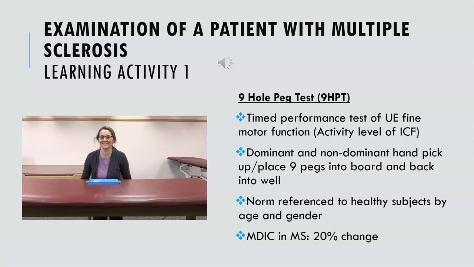You're going to time that twice per hand, and then you average the 2 trials for the dominant hand and the 2 trials for the non-dominant hand. You compare that data to the norm referenced information that is available for this tool that's organized by gender and age. In terms of the MDIC, for patients with MS, research has established that a 20% change would be considered important in this patient population.